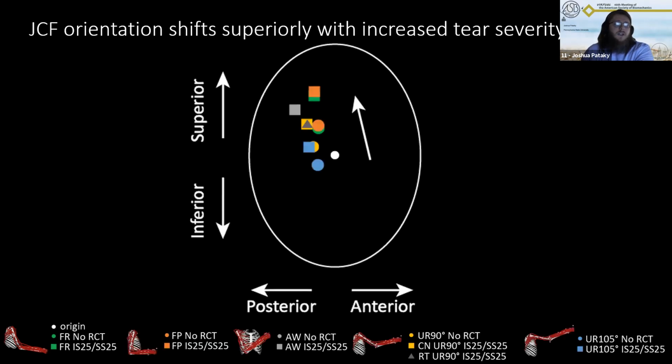Again, increased tear severity results in a posterior superior shift compared to the no cuff tear model, while remaining within the glenoid rim. As the tasks involve more humeral elevation, the orientation from both the modeled tear severities is directed more inferiorly, though with increasing tear severity, we still see the posterior superior shift.